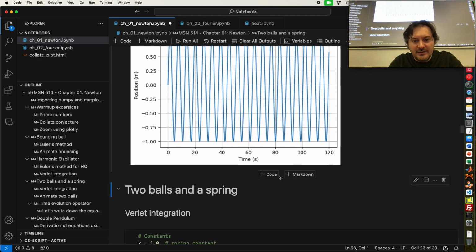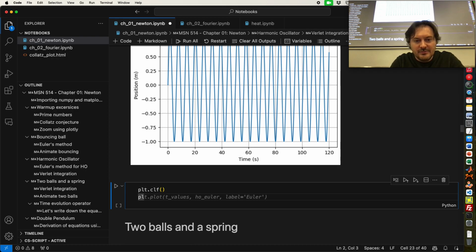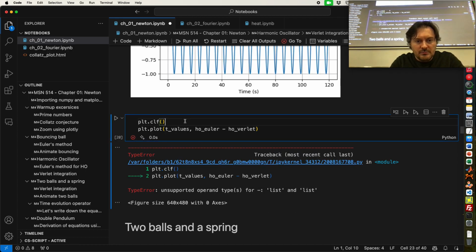Okay. Let's see whether it's going to understand what I want to do next. Oh, no. I want to do Euler minus Verlet. I want to do this, right? The difference. Are you with me? Yes. Okay.